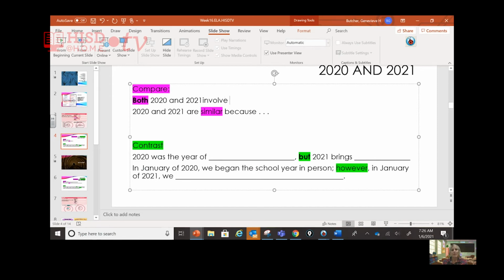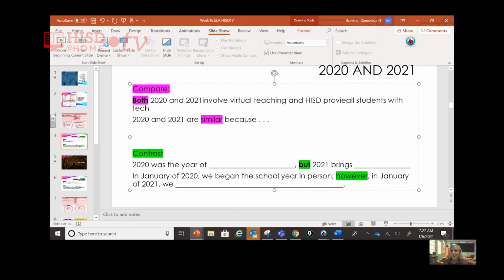involve virtual teaching and all students with tech, right? And HISD provided all students with tech. So 2020 and 2021 involved virtual teaching, and HISD provided all students with tech, which is really remarkable. HISD has been amazing that way. And I'm going to put HISD provided all students with tech at their homes.